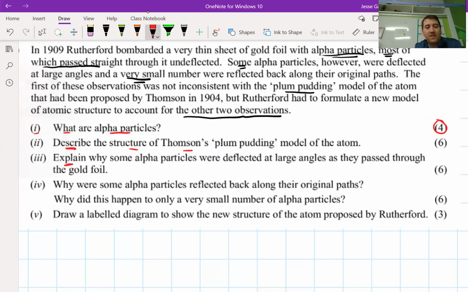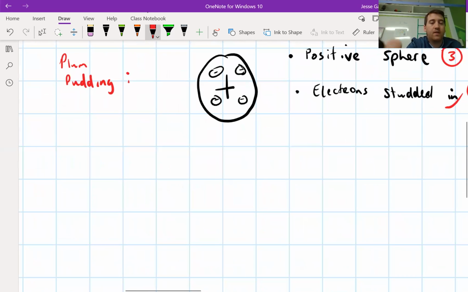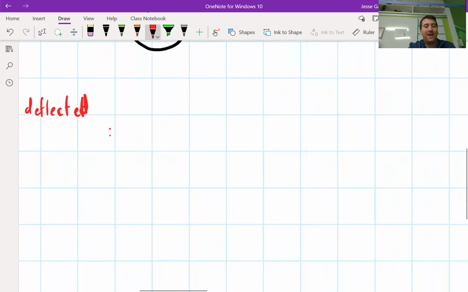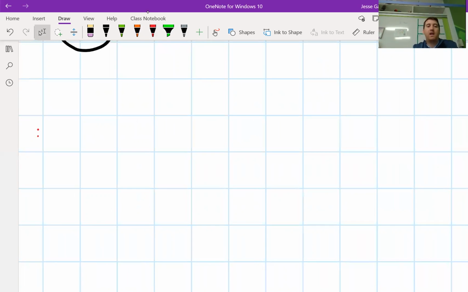All right, let's go back to the question. Explain why some alpha particles were deflected at large angles as they passed through the gold foil. Okay, some were deflected. Why were some deflected? Again, pause the video and try and draw me a labeled diagram of the alpha particles being deflected and why. Pause the video and try and do that now. Okay, all right, so this is what you should have done.